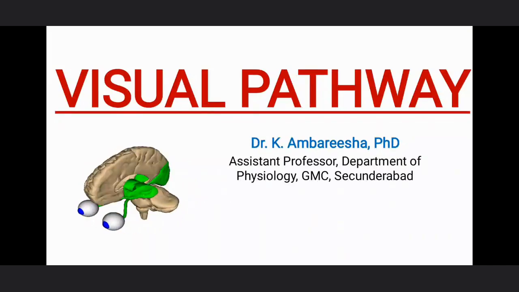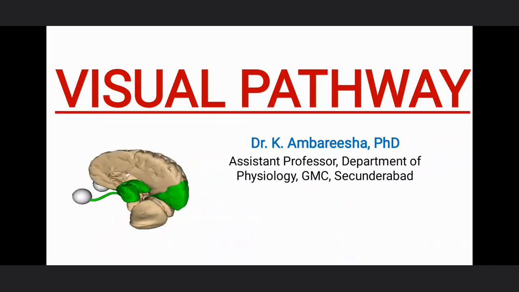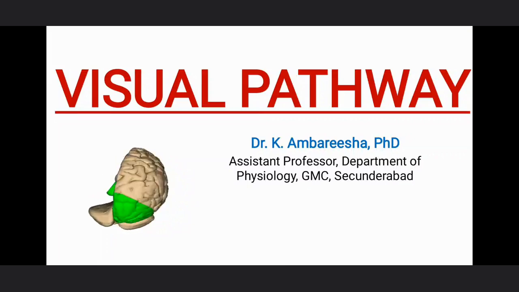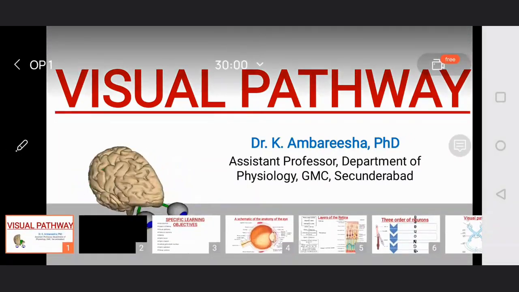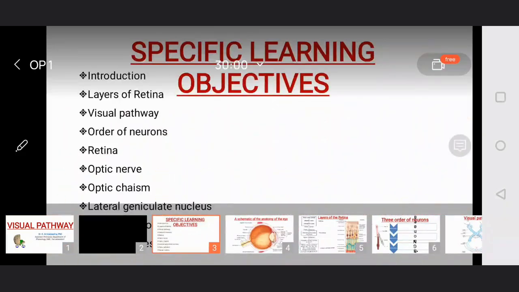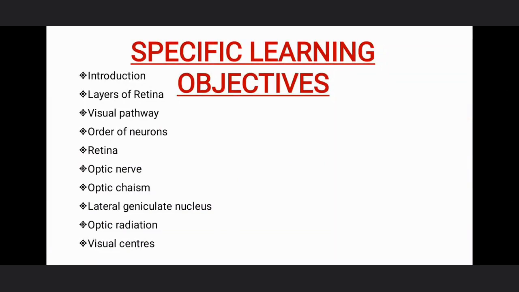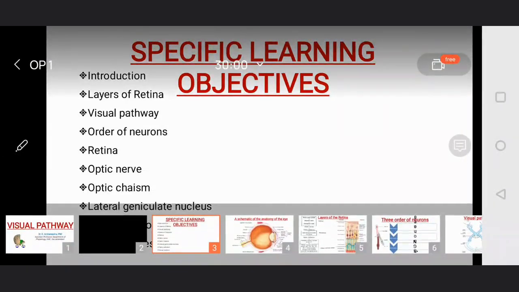Today the topic that we are going to learn is the visual pathway. When you see the objectives, we'll see the introduction, layers of retina, visual pathway, orders of neurons, retina, optic nerve, optic chiasm, lateral geniculate nucleus, optic radiation, and visual centers.